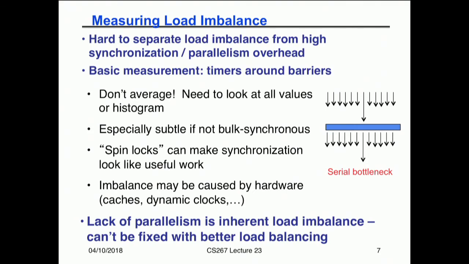So you do need to actually keep all of the times that you spend and either look at all the values or histogram them, so you can say, oh, 95% of them said the barrier time was, I don't know, a second, and 5% of them said that it was only a tenth of a second. Well, that means those 5% are the serial bottleneck, and they only spent a tenth of a second sitting in this barrier, because by the time they got there, everybody else was there. And so you need to separate those two out.